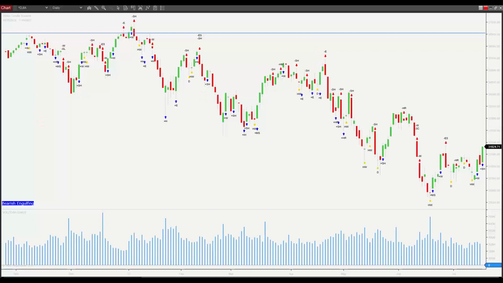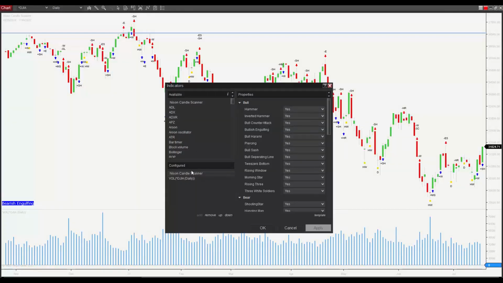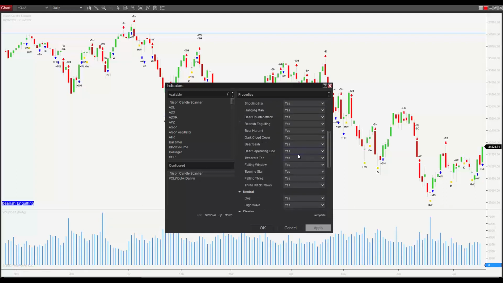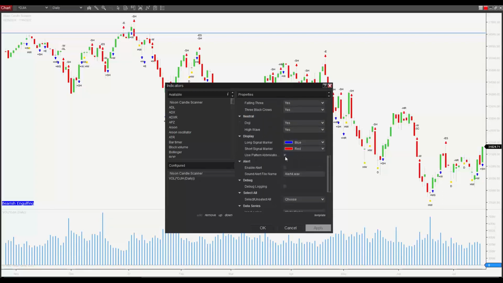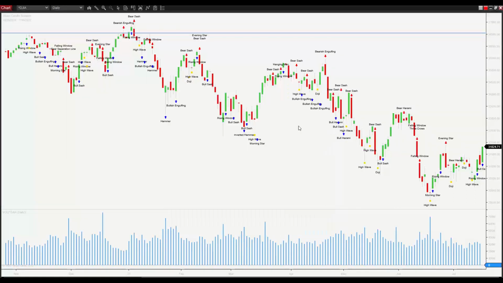Now, if you're brand new to using candles and the Nison Candle Scanner, what I'm going to show you is a little way to get going. In the properties, I'm going to come down here where it says use pattern abbreviation, unclick that, click apply, hit OK, and now I'm looking at the exact same chart, but it will tell you the name of the pattern. Right here before, it was a minus E, which identified it as a bearish engulfing. If I don't want that, I can just unclick the abbreviations, and it will show me a bearish engulfing pattern.